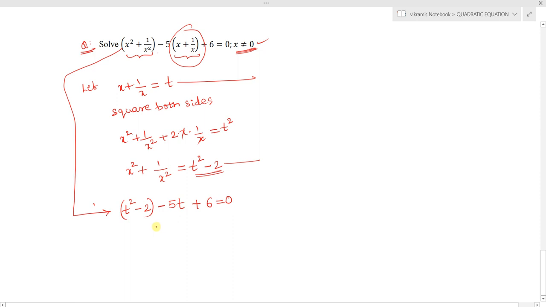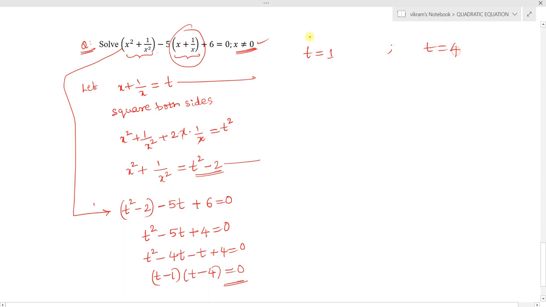Now what will this quadratic equation become? t square minus 5t plus 4 equals 0. If we factorize this, what will we get? t square minus 4t minus t plus 4 equals 0. Then in factors we can write t minus 1 into t minus 4 equals 0. So here we obtain t equals 1 as one value and t equals 4 as another value.